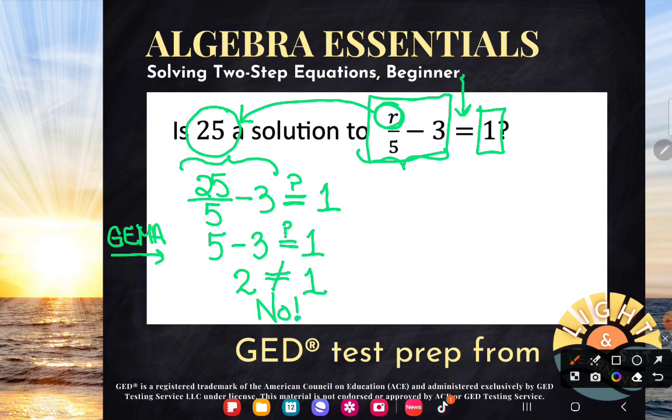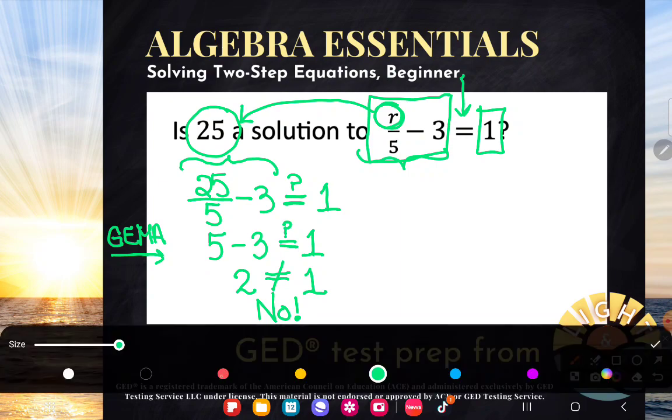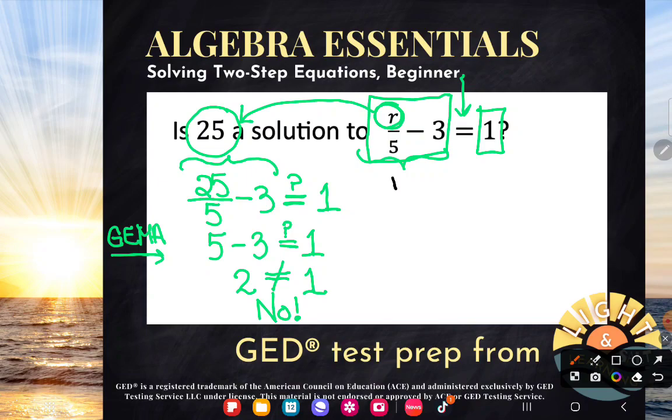Now, if you're looking at the homework here or the worksheet here, it said that if it wasn't a solution, then we should go ahead and solve the equation ourselves and do the work. So let's go back to our original equation, which was R over 5 minus 3 equals 1. And you might say, well, where did the 25 go, Kate? Well, 25 wasn't a solution, so it has nothing to do with this problem. Now we're going to find what the solution really is.